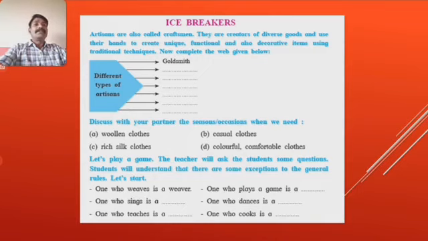Let's see. Artisans are also called craftsmen. They are creators of diverse goods and use their hands to create unique, functional and also decorative items using traditional techniques. Artisans or craftsmen are the same. They are using their own hands. They have technique. They are skillful. They are dexterous to make some unique thing by their hands. They do not use any technique of modern innovation. Their hand itself is the innovation, and they use it to make beautiful crafts.